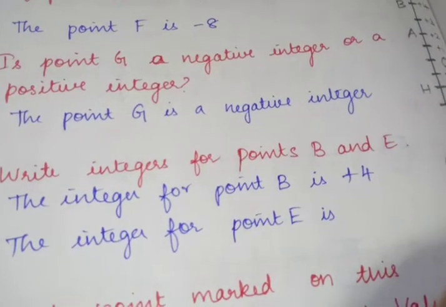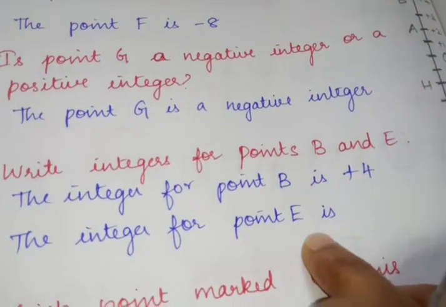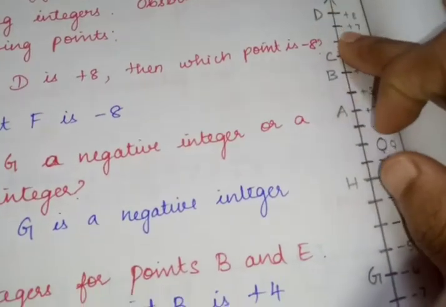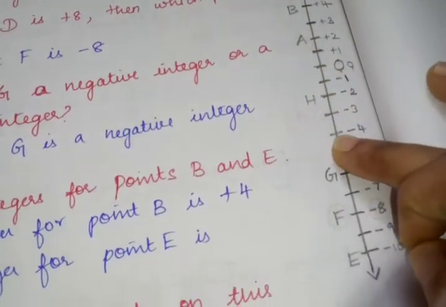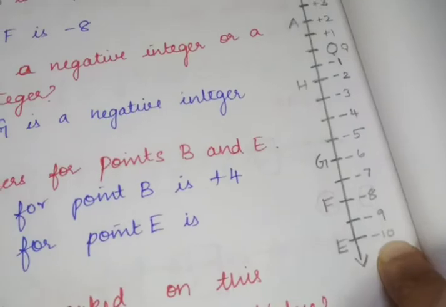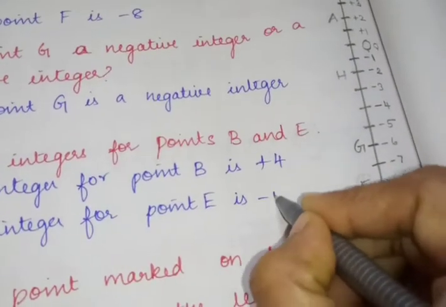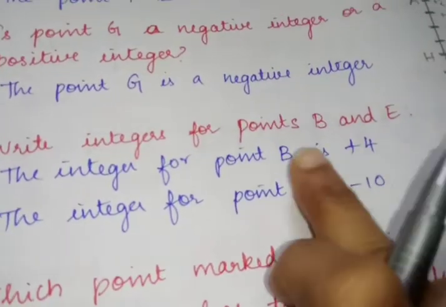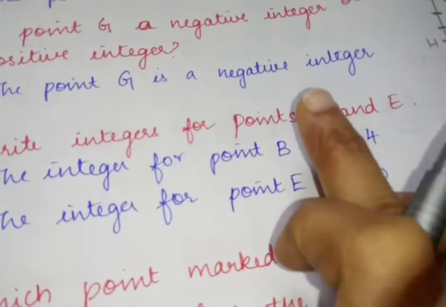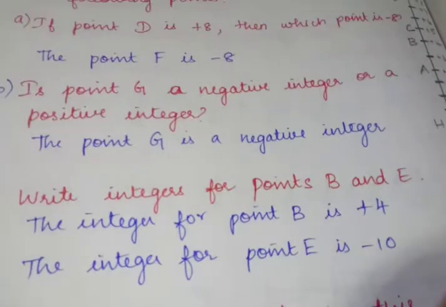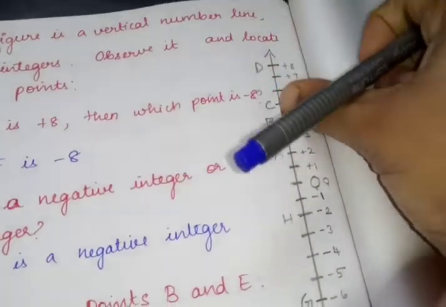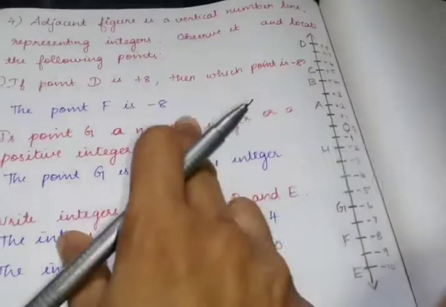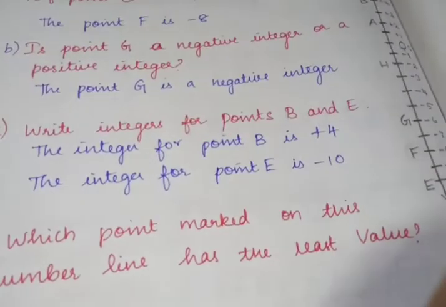Okay, next the integer for point E. Where is E? Here. What is the integer? Minus 10. So the integer for point E is minus 10. Did you understand? I am just going to find the value in point B and E. So first what you should do, you should write the values of everything. So it will be easy for us to answer these questions.